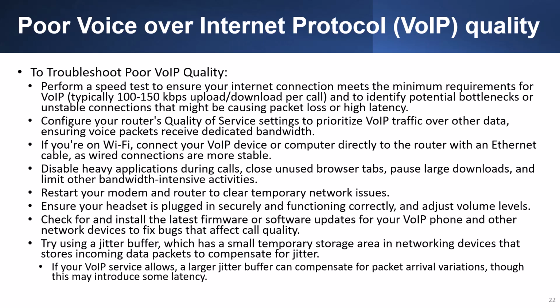Check for and install the latest firmware or software updates for your VoIP phone and other network devices to fix bugs that affect call quality. Try using a jitter buffer, which is a small temporary storage area in networking devices that stores incoming data packets to compensate for jitter. If your VoIP service allows, a larger jitter buffer can compensate for packet arrival variations, though this may introduce some latency.